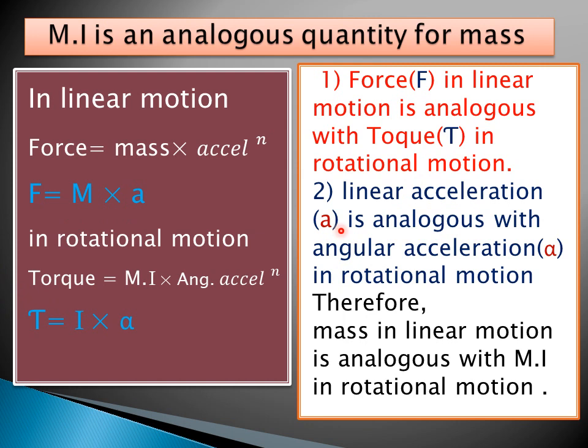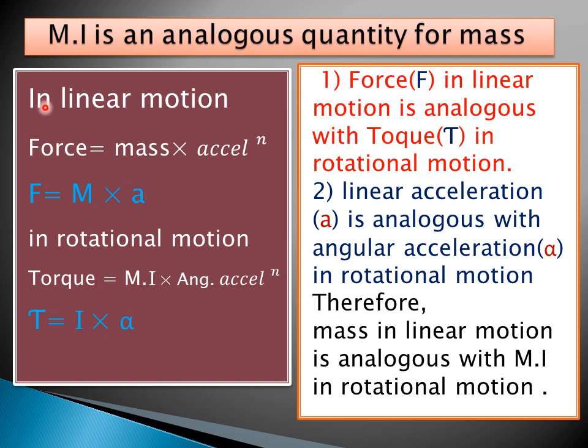Linear acceleration a is analogous with angular acceleration alpha in rotational motion. So what remains? Mass remains in linear motion, and moment of inertia remains in rotational motion. Therefore, mass in linear motion is analogous with moment of inertia in rotational motion.